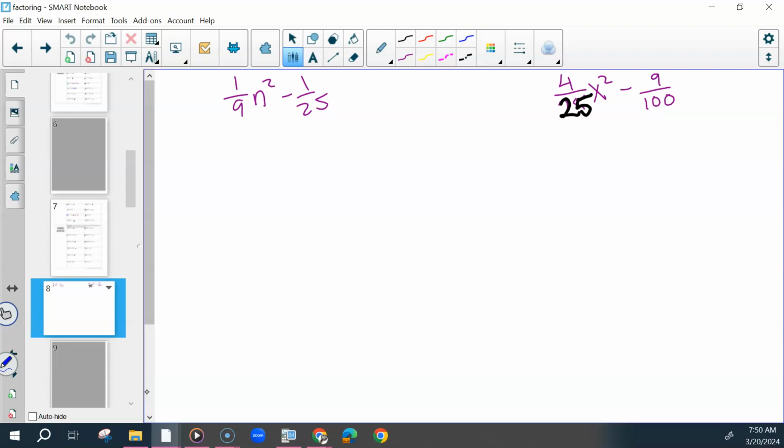Somewhere where you have space, I want you to write down these two problems. That could be on the new notes, on the old notes, on a piece of paper, it doesn't matter. Somewhere where you have space, write down these two problems. This goes with the difference of squares piece, but it's just a little bit more complex because of the fractions. But we're still doing the same thing.